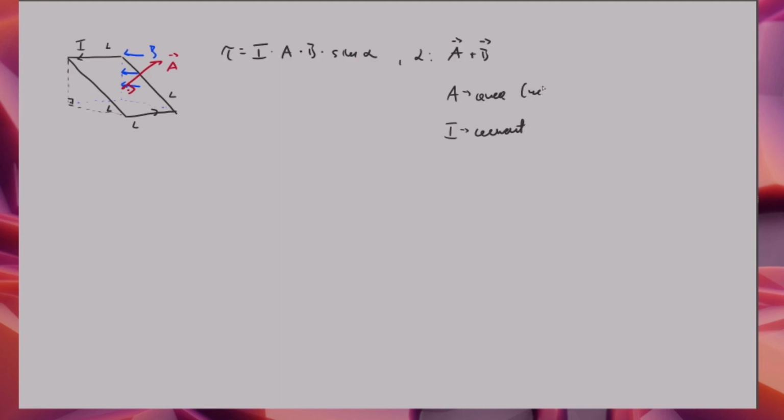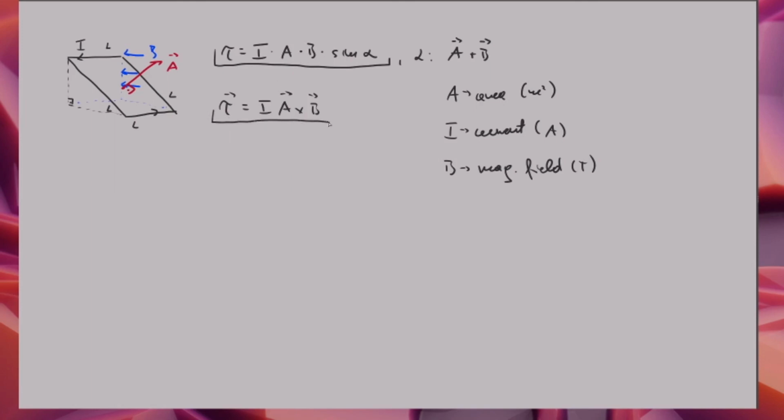So this must be in meters squared, this must be in amps. B is the magnetic field. Units are Teslas. And the vector equation of this is I A cross B. For 1201 class, this is the equation you will be responsible for. For 1402, both of these equations are what you're responsible for.